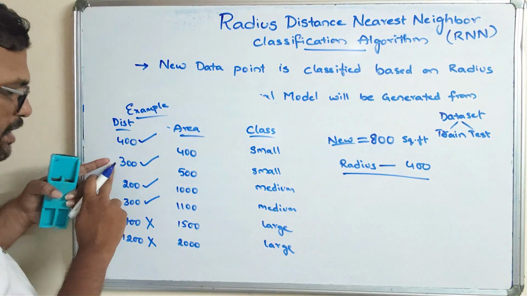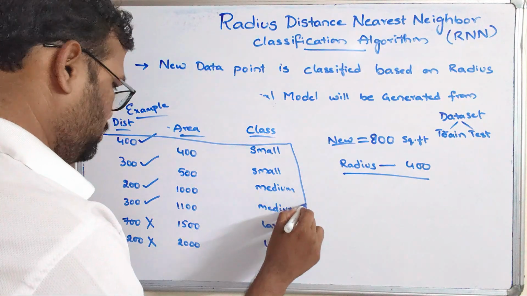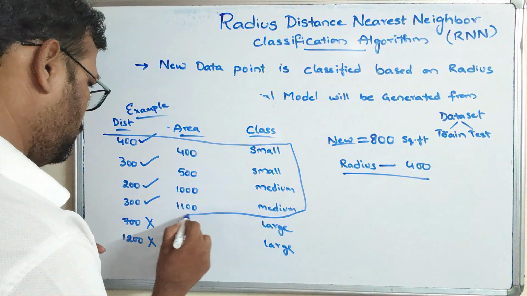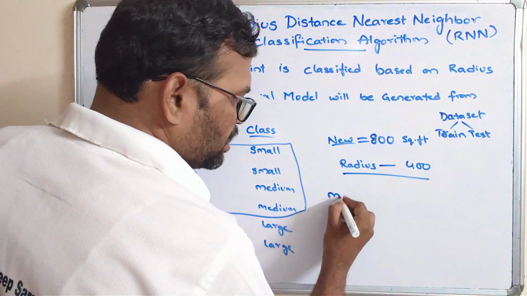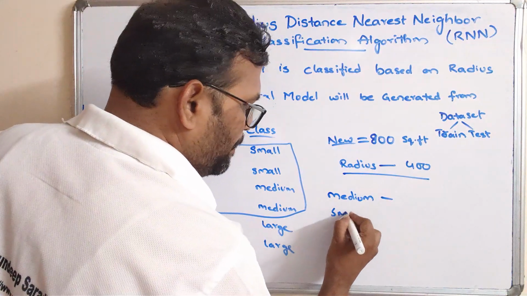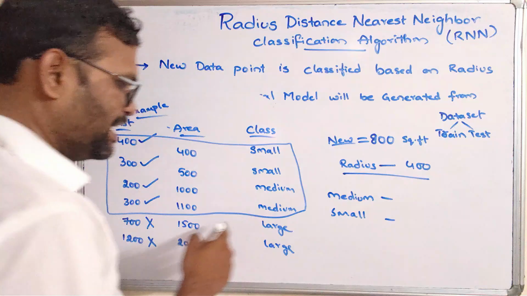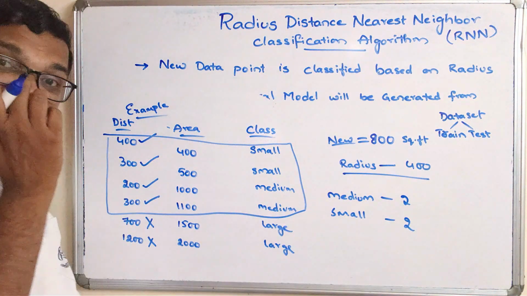So 400, 300, 200, 300. We need to consider only these data points. Among them, we need to consider the classes called medium. How many mediums are there? How many small are there? In this case, we got 2 medium and 2 small. Okay, now what will be the result?